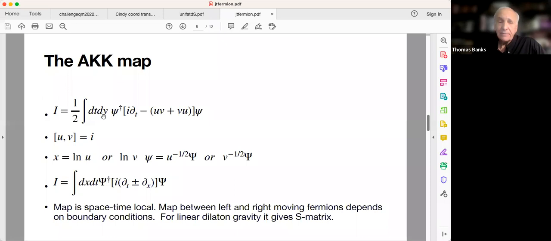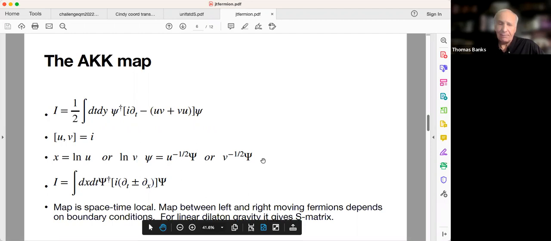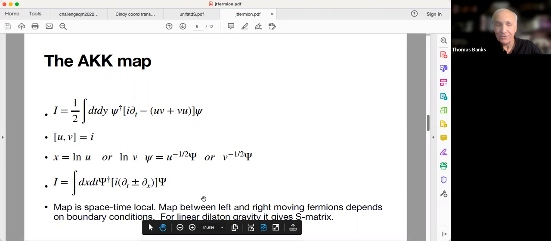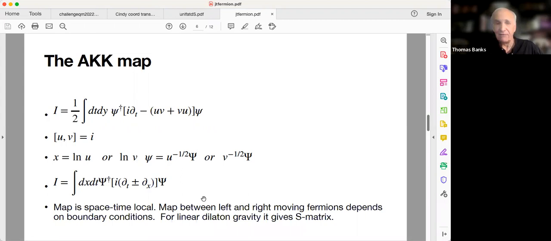Now, since these variables are canonically conjugate, I should choose the fields to depend on one of them or the other of them. And when I do that, the other variable becomes a derivative operator. And then you can just change variables to find a new variable x, which is, if you've taken psi to depend on u, log of u. Or if you've taken it to be v, it's log of v. And redefine the field psi to be u to the minus a half times capital psi, or v to the minus a half times capital psi. This is a great exercise to do for yourself. It's really fun and simple. And it leads you to the Weyl equation in Minkowski space. So the upside down oscillator field theory of non-relativistic fermions is exactly the same as Weyl fermions in Minkowski space.